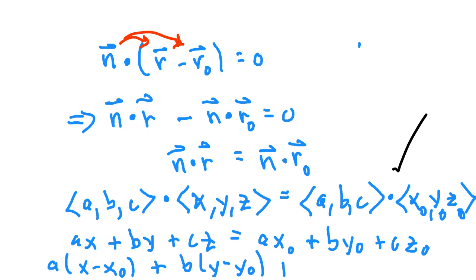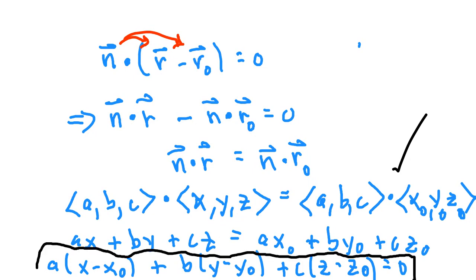Yeah, that's right. Plus c times z minus z sub 0, that would all equal 0. In other words, this is the standard form for the equation of a plane. And it just comes from subtracting on the equation above. If you subtract the right side over to the left side and then factor A, B, and C, you will get this equation down here.